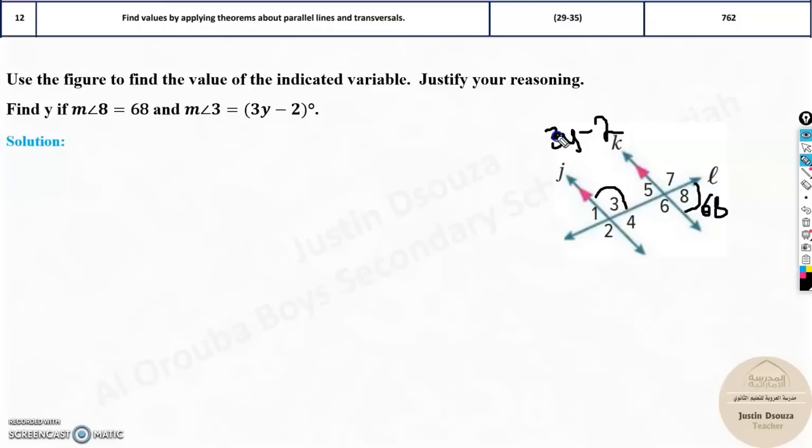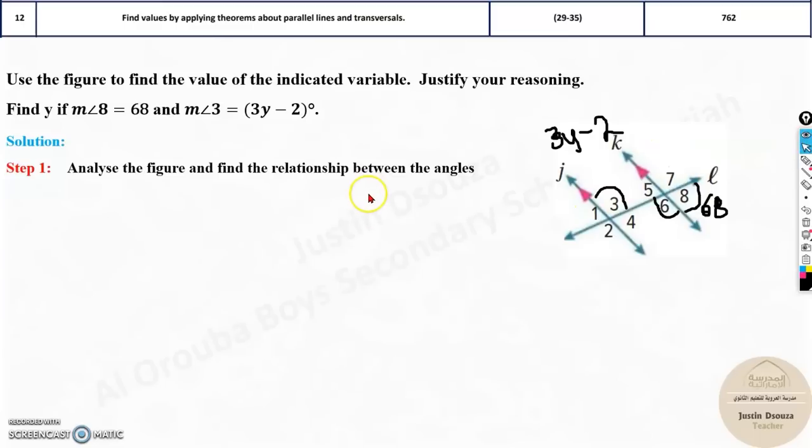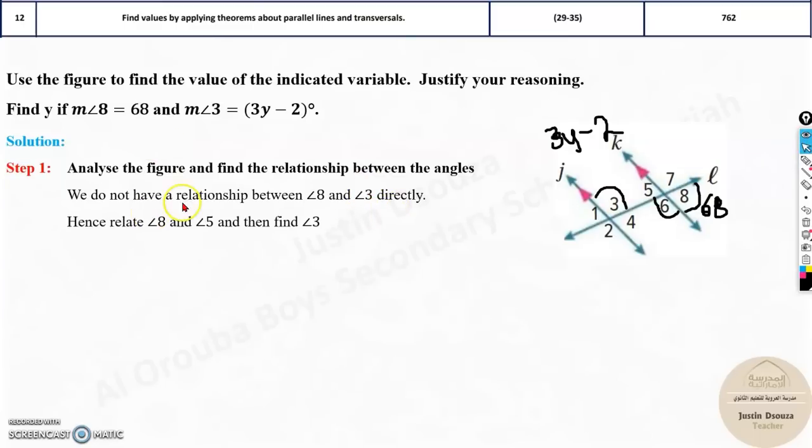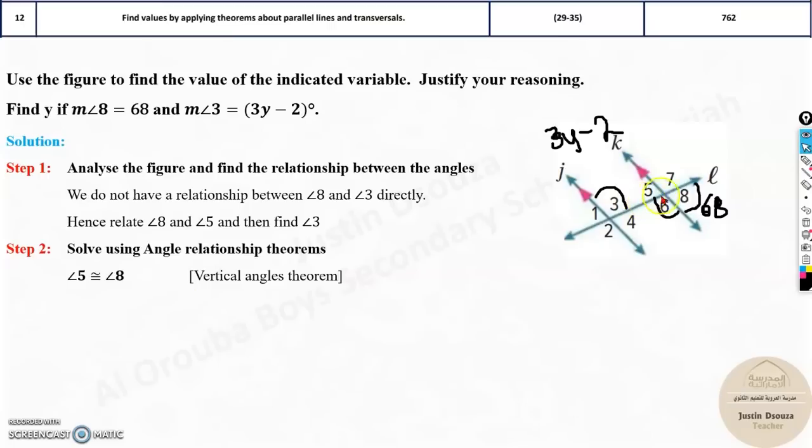How do we do that? So 3y minus 2. Do we have any relationship with 3 and 8? No, we don't. But do we have any relationship with 3 and 6? Yes, they both are equal. So you can find the angle 6 because 180 minus 68 would be angle number 6, and they both are equated. Let's see step by step. Over here, we do not have any direct relationship between 8 and 3, so we will relate 8 and 5. That's also possible, no worries. Now 8 and 5 are the same, so angle 5 is 68 degrees.